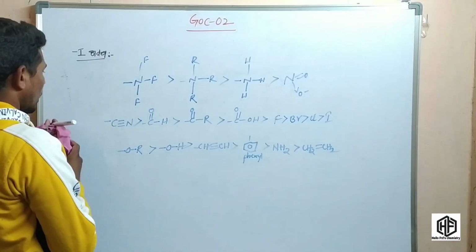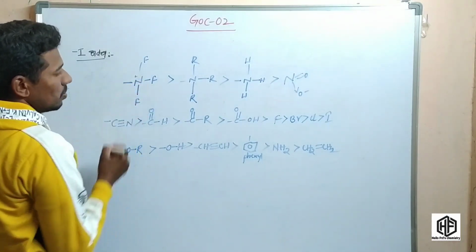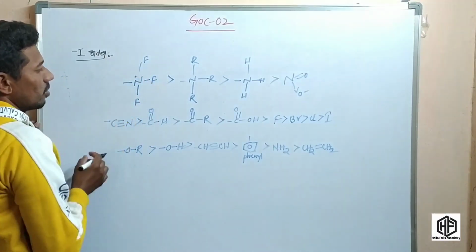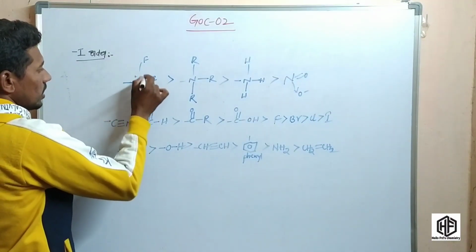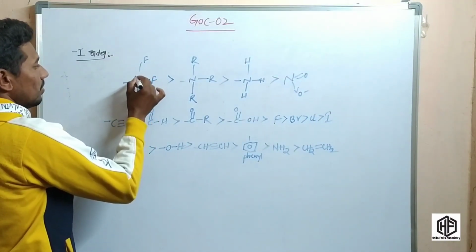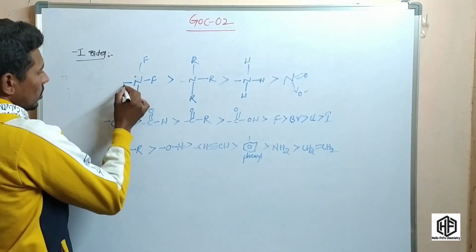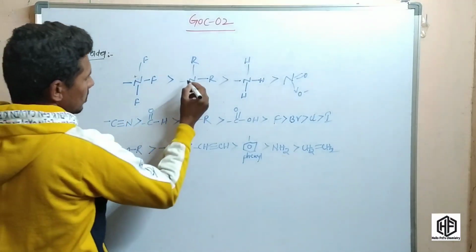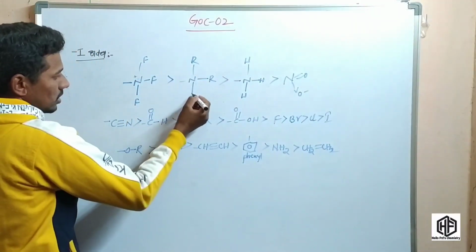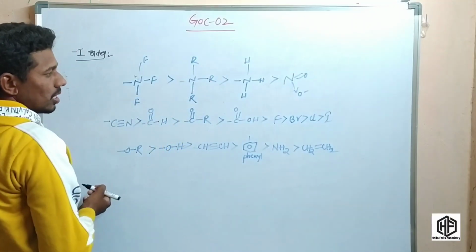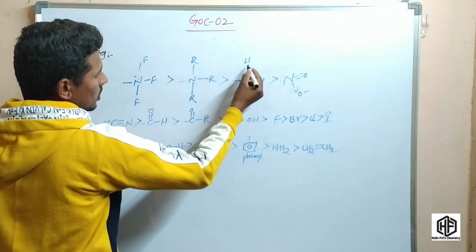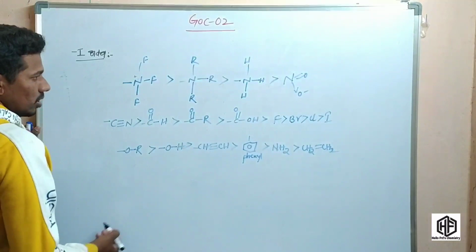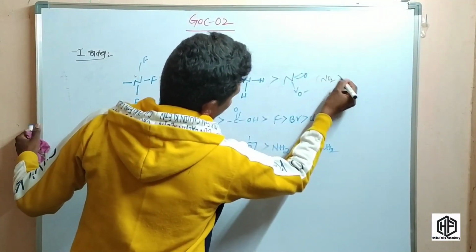Because of that, nitrogen has a partial positive charge. Three fluorine atoms are electron withdrawing groups, so this nitrogen is an electron deficient atom, and it easily attracts the neighboring electrons in the carbon chain. This is also a nitrogen atom, but here nitrogen is connected with alkyl groups. Here nitrogen is connected with hydrogens, and here nitrogen is connected with oxygen. This is the NO2 functional group.